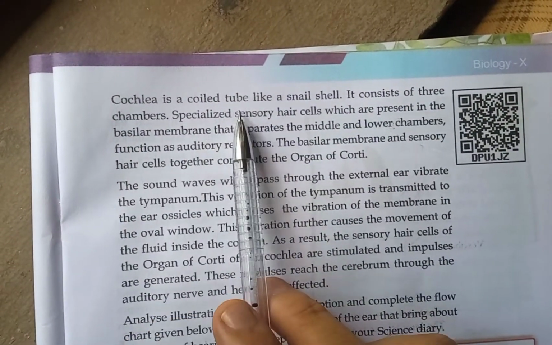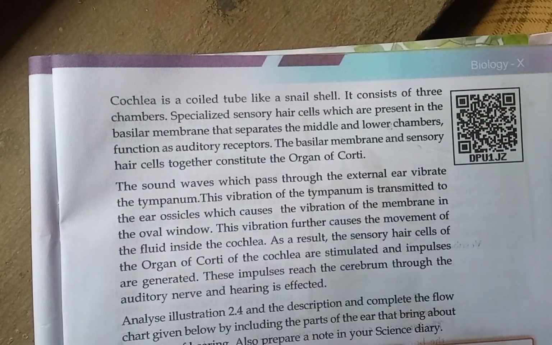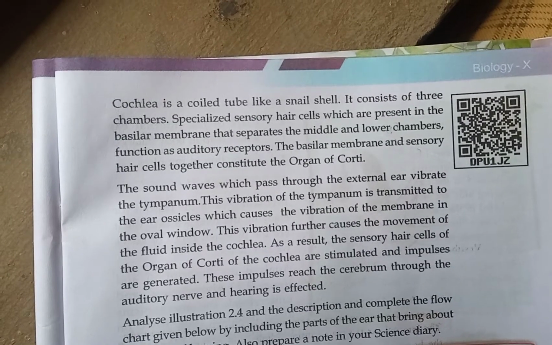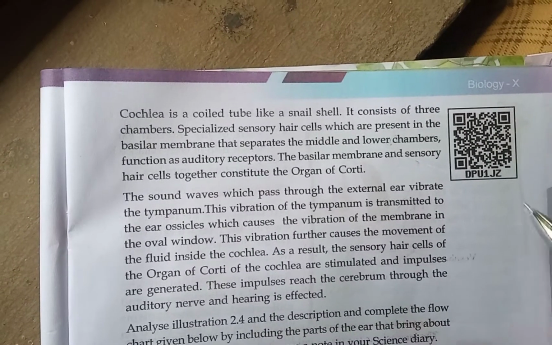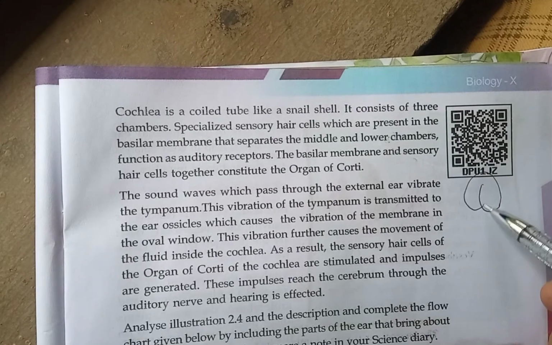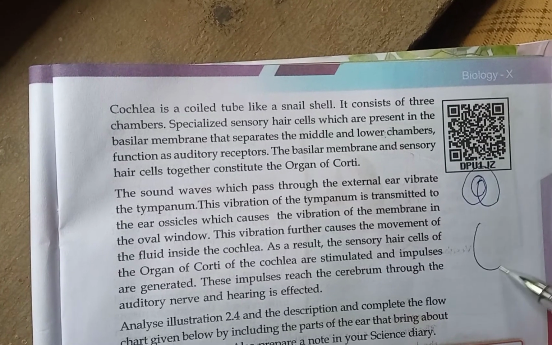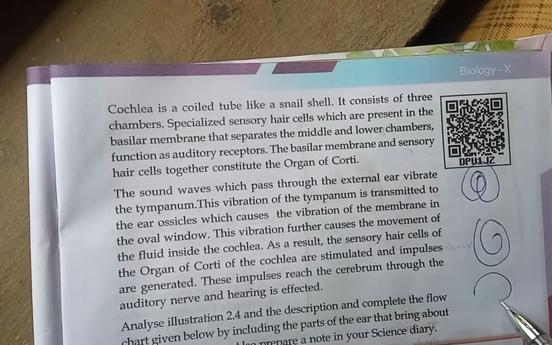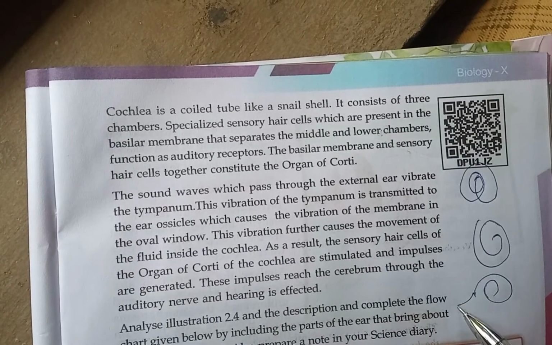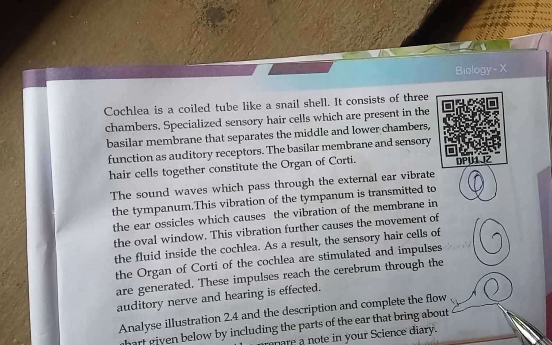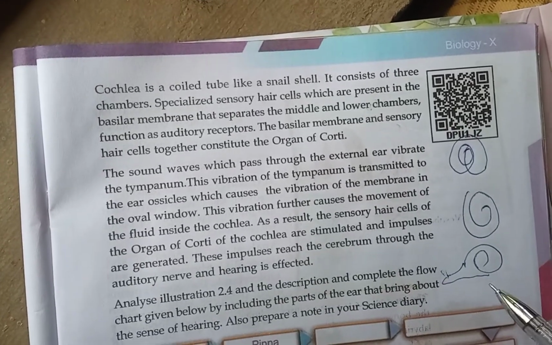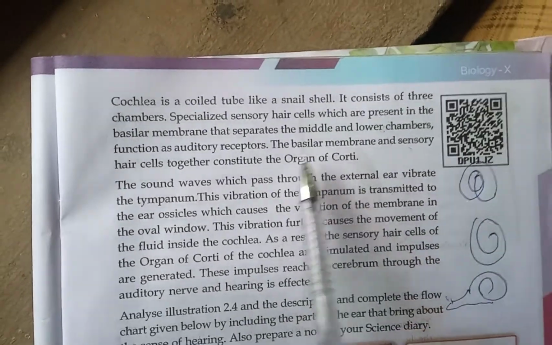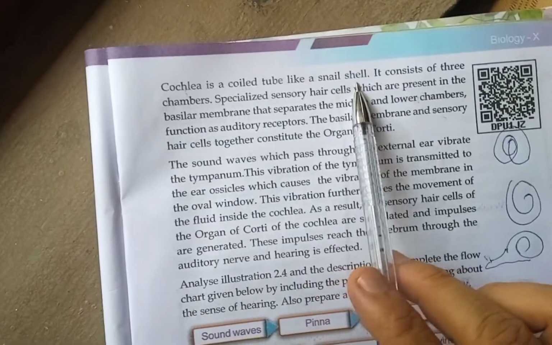Cochlea is a coiled tube like a snail shape. Snail, understood? A snail has a shell like this, no? Like that shape. Cochlea is called like a snail shell.